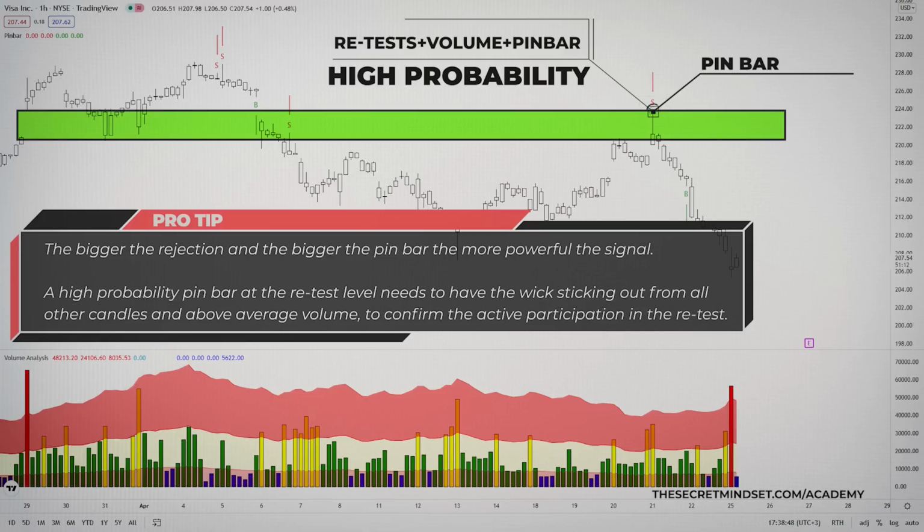A high probability pin bar at the retest level needs to have the wick sticking out from all other candles and above average volume to confirm an active participation in the retest.